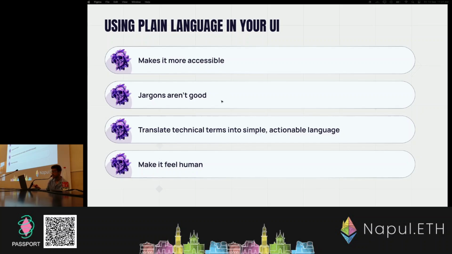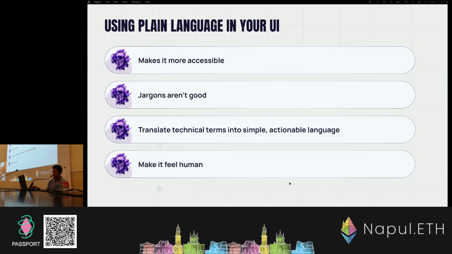So instead translate technical terms into simple, actionable language. For example, instead of saying gas fees, say transaction fees. It's just a one-word change, but it makes a lot of difference. The goal really with this is to make the experience feel intuitive and human, even when dealing with complex and seemingly hard technology like the whole of Web3.